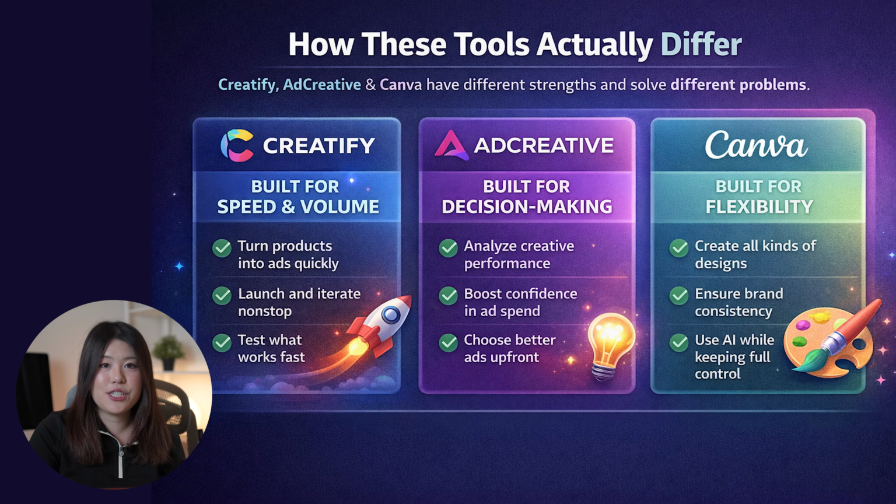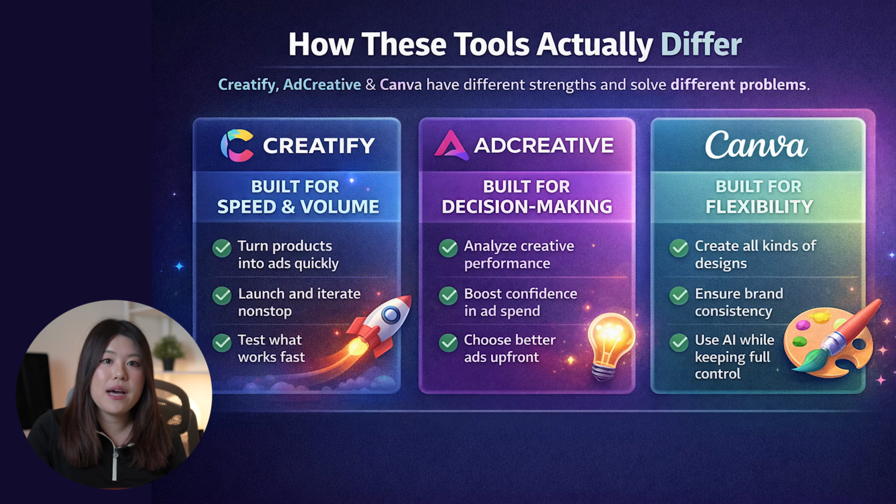AdCreative is built for decision making. It assumes you're already spending money on ads and want more confidence before you hit publish. Instead of guessing, it tries to help you choose better creatives upfront so you don't waste budget. Canva is built for flexibility. It's not focused only on ads. It's focused on helping you create everything in one place, with AI helping you get started but still letting you control the final result. That makes it even better for creators and brands who care about consistency all across their content, not just paid ads.